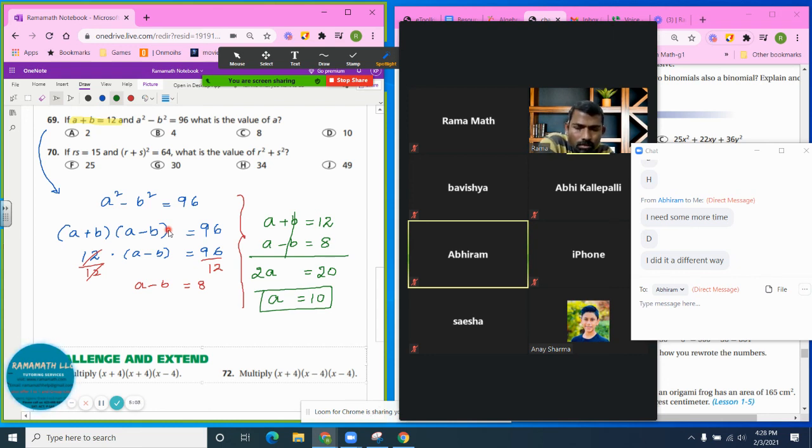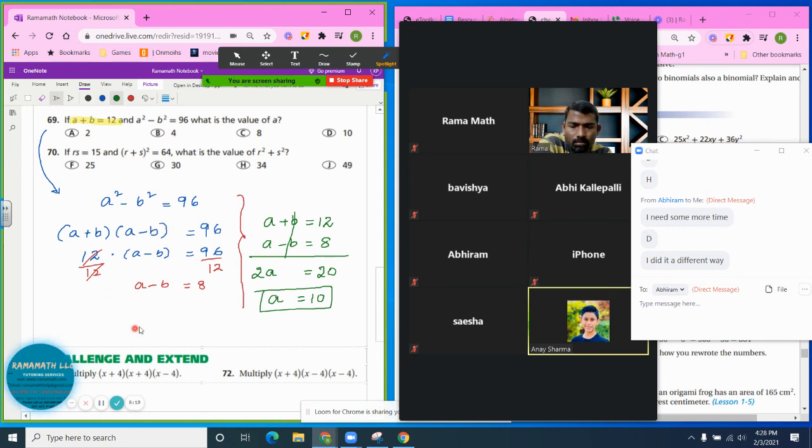What did you do? So first, I saw RS equals 15, but then I saw the quantity of R plus S squared equals 64. So I knew that R plus S had to equal 64 or 8. So you're doing the next question. Okay. That would make R times S equals 8. Makes sense.